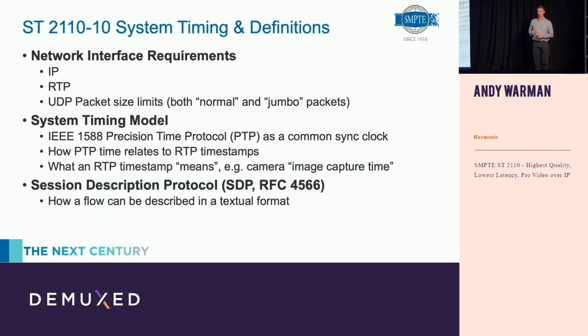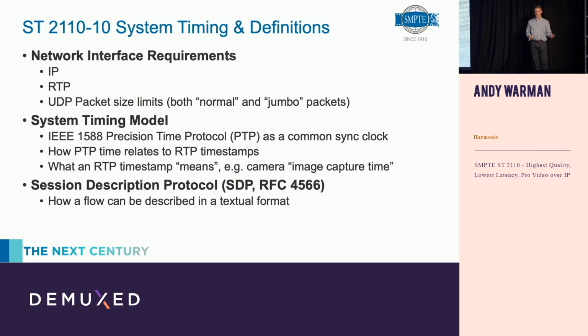Part 10, system timing and definitions. There's three pieces to this. First one deals with the network interface. So it's obviously IP. We use RTP, real-time protocol, and UDP. The timing model is based on PTP. All right, so the whole system actually depends on PTP with a common clock. In practice, these systems tend to have more than one clock, a master, and some other slave-type clocks. In case there are issues on the network, we can switch between clocks.